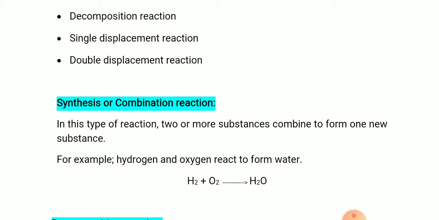Similarly, there are lots of reactions. I'm giving some other examples. C plus O2, carbon plus oxygen gives CO2 gas. Similarly, when nitrogen and hydrogen react to form ammonia, N2 plus 3H2 gives 2NH3. So these are examples of synthesis or combination reaction.